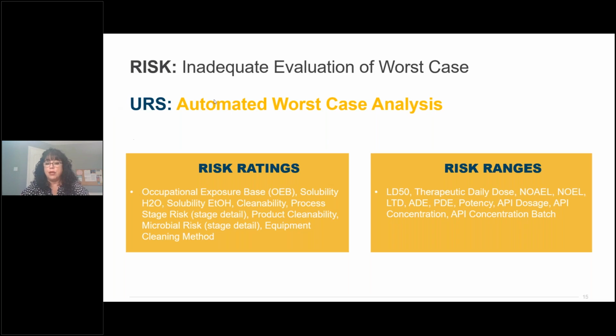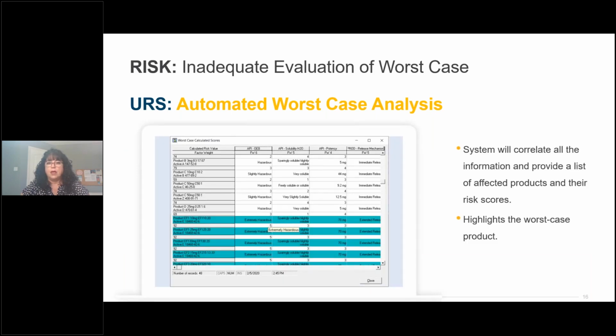The above ratings and ranges are examples of parameters that can be considered in your worst case evaluation. So this is an example from the system of a 10 API product combinations, 100% automated with no user interaction. And you can see each column is a weighted risk factor, providing an overall risk score for each API product combination. The worst case is highlighted in green.